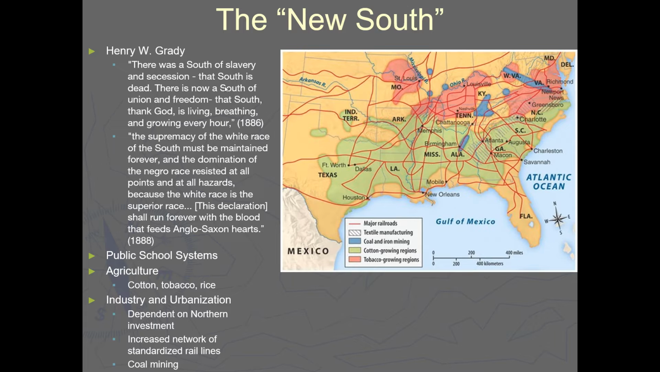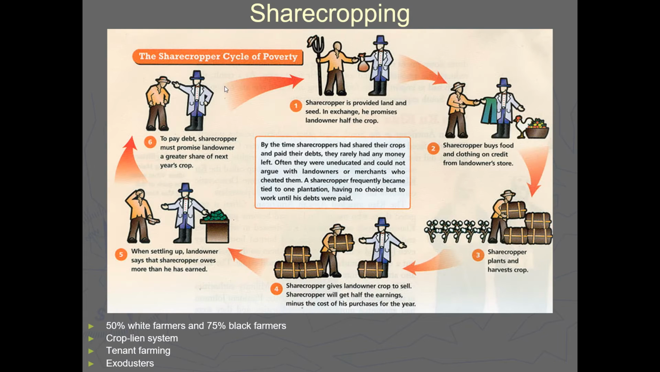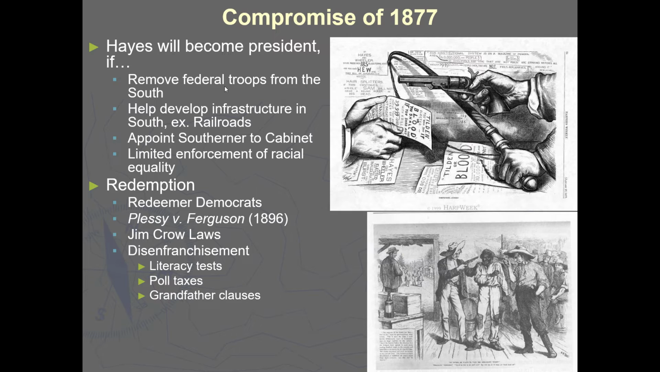Remember, the New South is a more industrialized South that's going to emphasize education. One of the social failures that we've talked about is sharecropping, which is basically tricking slaves back into growing crops and being in constant debt. And like I said, you can stop and take a look at this. I know I'm going fast.